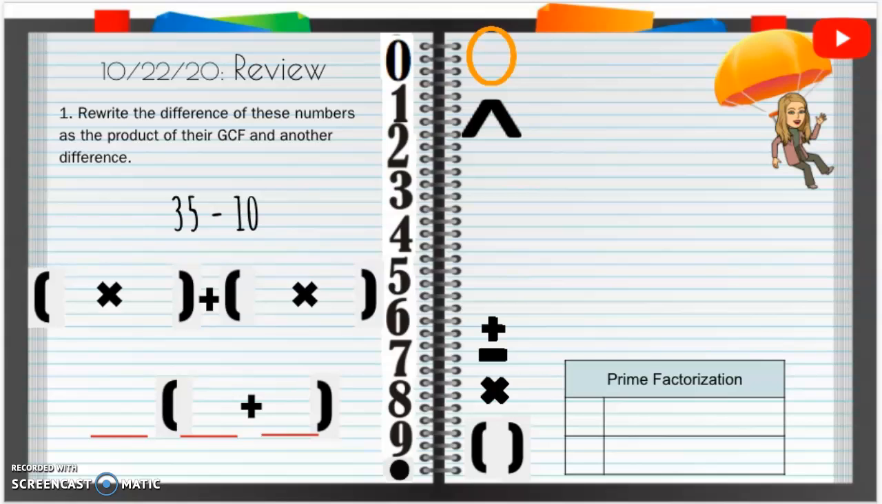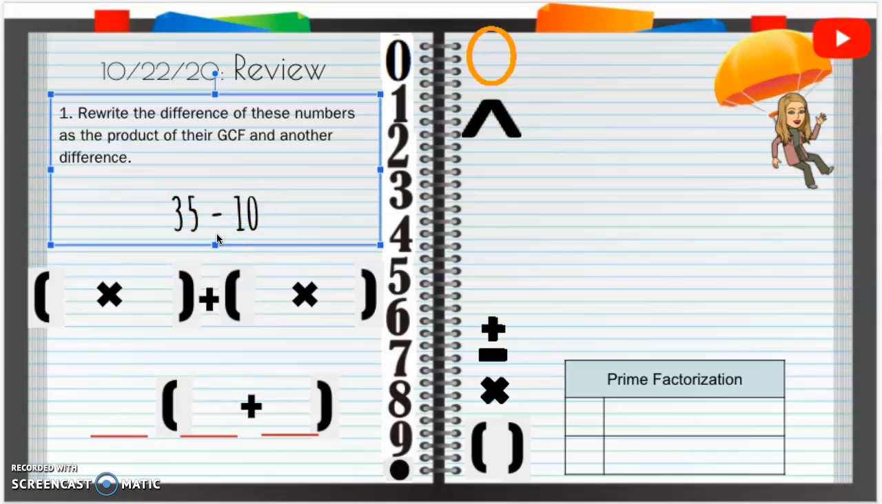October 22nd, 2020 review. So number 1, rewrite the difference of these numbers as the product of their greatest common factor and another difference. So we have these two numbers here, 35 and 10, and it's 35 minus 10. So we are going to rewrite this using the distributive property. We know how to do this because we're also going to use our greatest common factor.